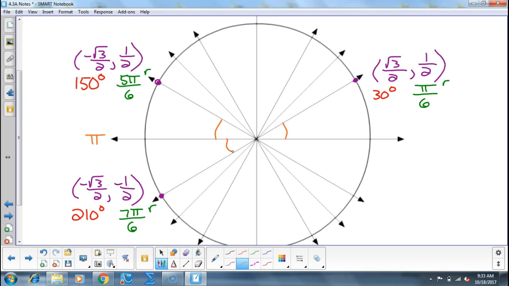Now we'll blow your mind. We'll see if you can get it now. So now I'm over here. Positive square root of 3 over 2, negative 1/2 for my coordinates. Agree with that. Degrees. 330. Radians.